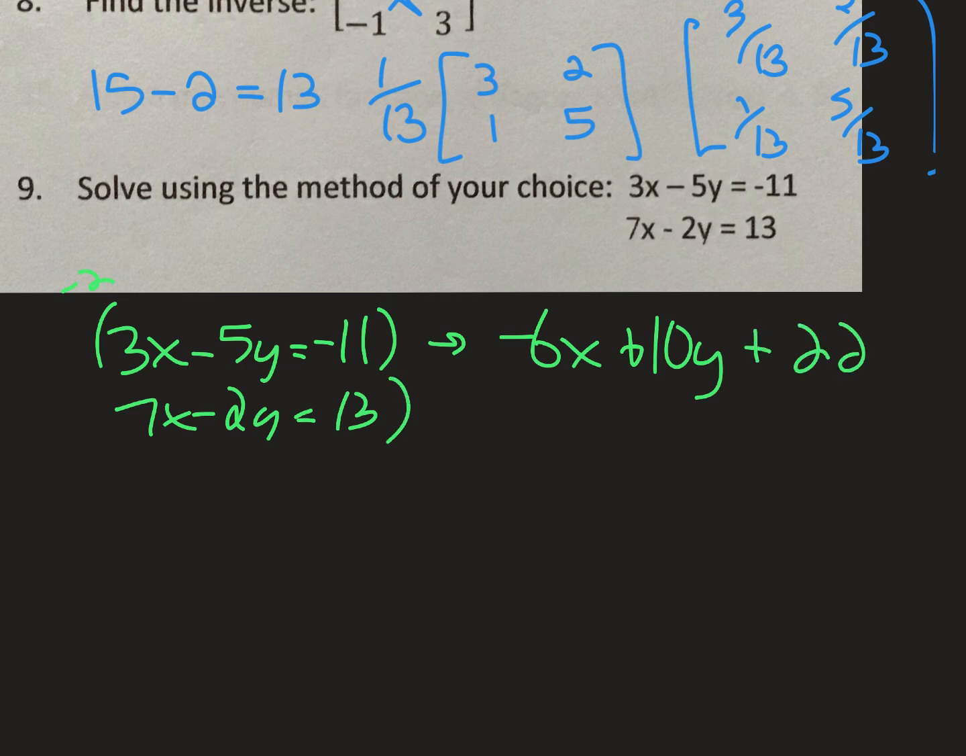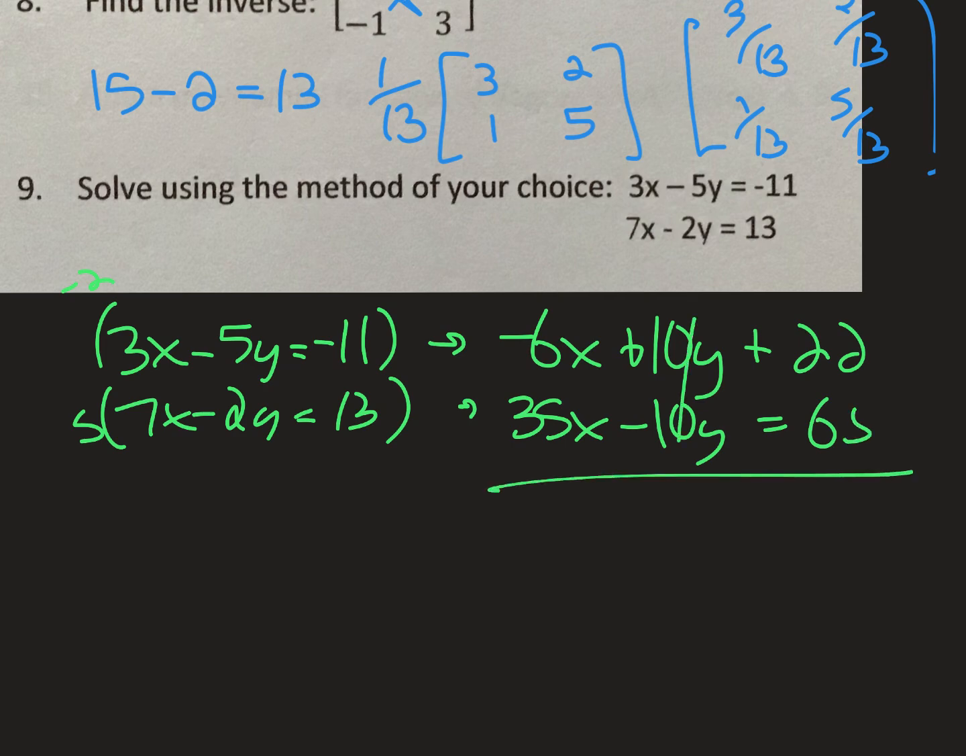I'm going to multiply the second equation by a positive 5, which will give me a 35x, a negative 10y, and a 65. Add your equations together, it gives you 29x over there. Here will give me 87. Lucky for us, 29 goes into 87 3 times, so x is 3. Once you get your x, plug it in somewhere. I like this equation, looks like the smallest thing to me.